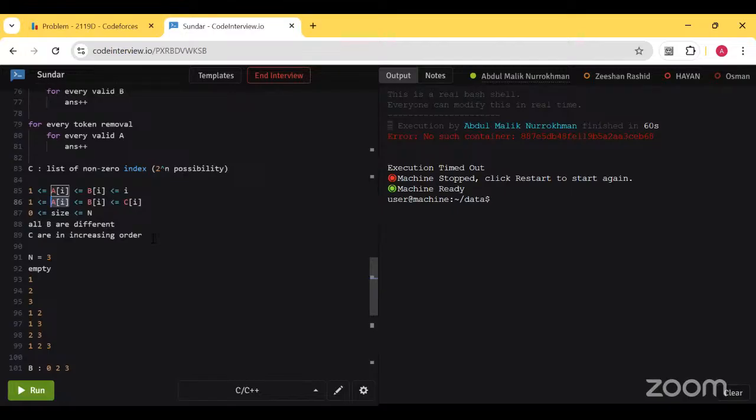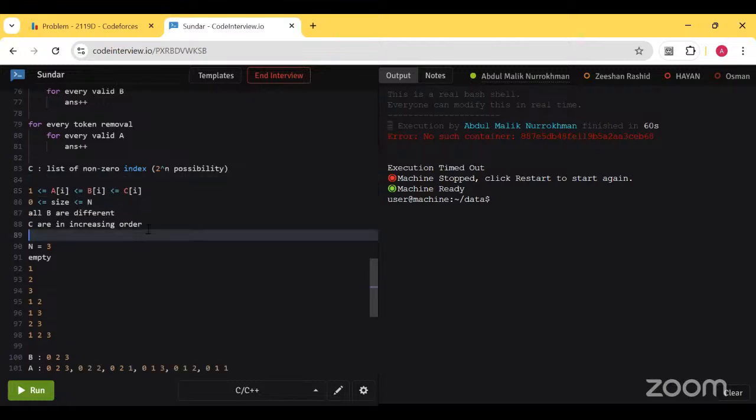Okay. So basically we want to find the number of combinations of A, B, C satisfying this condition. Is it correct? Do you know what I mean?